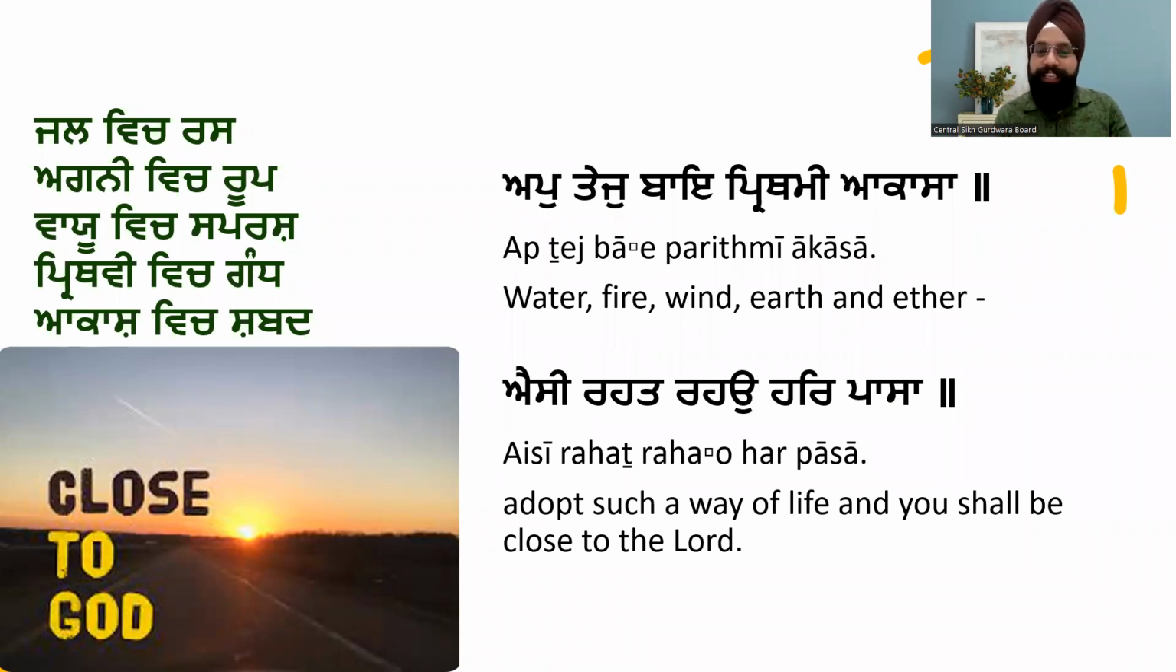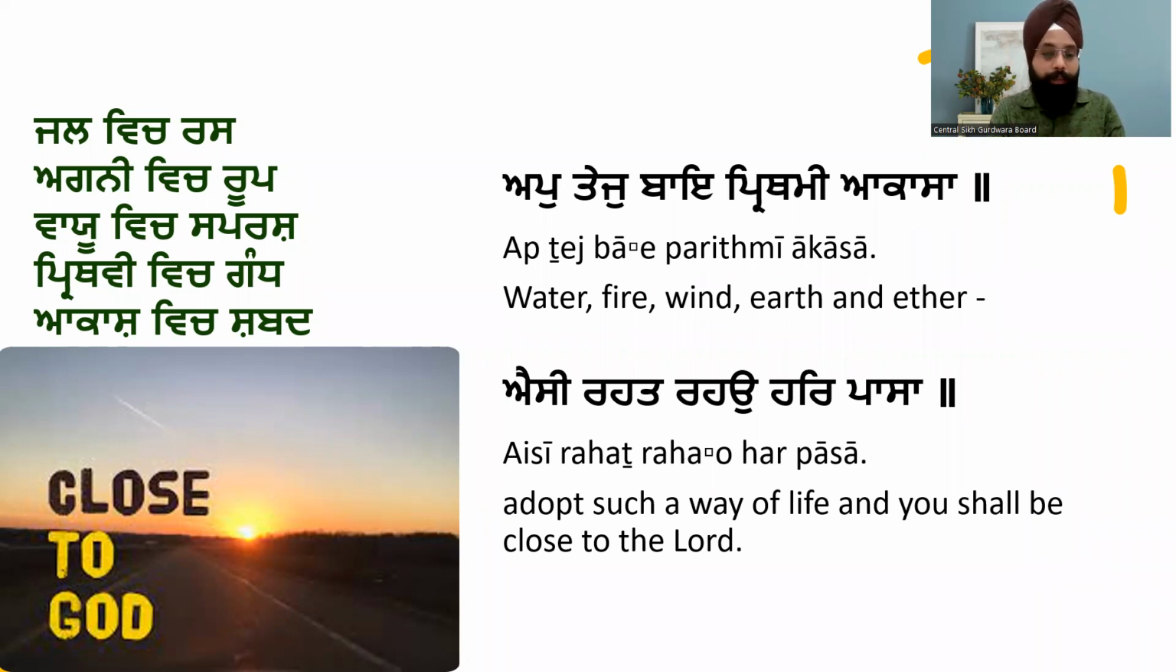Ab tej vaye prithvi akasa. What are those five elements? Up, water. Tej, fire. Vaye, hava, wind. Prithvi, akasa. Akasa is sky. Earth is prithvi. Now there are a few basic qualities of these five elements.